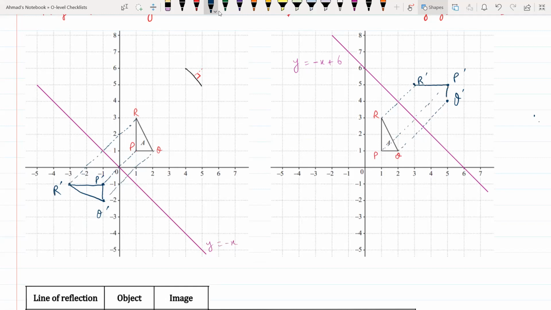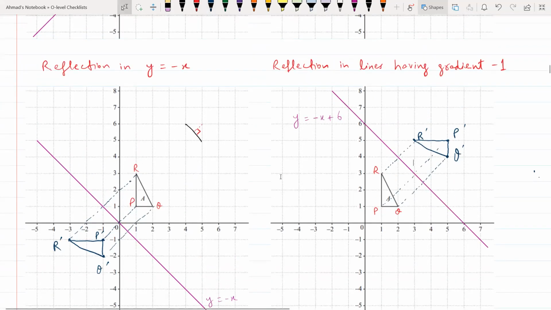So the transformed figure looks something like this. That is your final result here. Okay, P dash, Q dash, and R dash, that is the reflected figure. So this is how you can do it for these common lines.